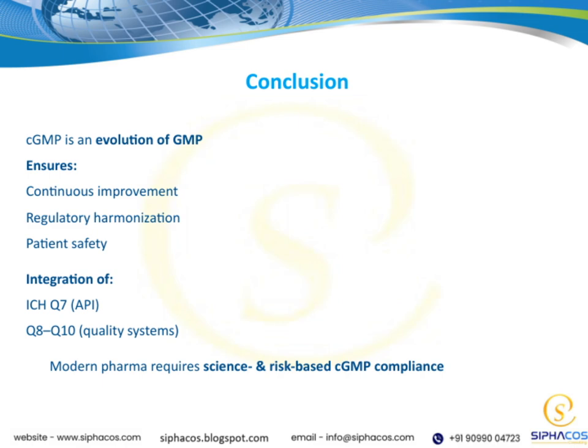To achieve this, it integrates key frameworks like ICH Q7 for active pharmaceutical ingredients and Q8 through Q10, which cover quality systems. These integrations help create a more streamlined, science and risk-based approach to compliance. In today's modern pharmaceutical environment, this shift to cGMP isn't just about following rules. It's about embracing a mindset that prioritizes scientific understanding and risk management. This approach is crucial for developing and manufacturing medicines that are safe, effective, and of the highest quality.